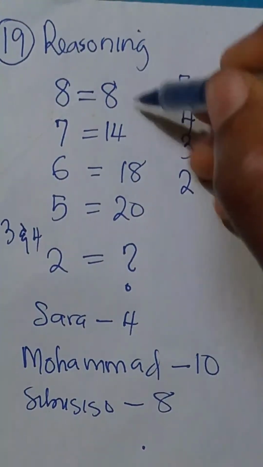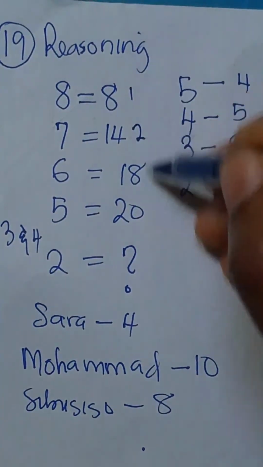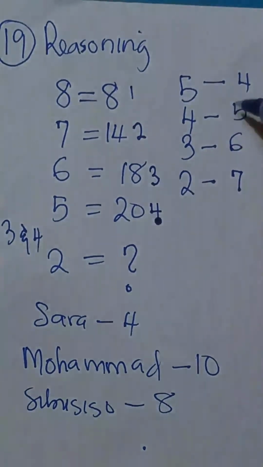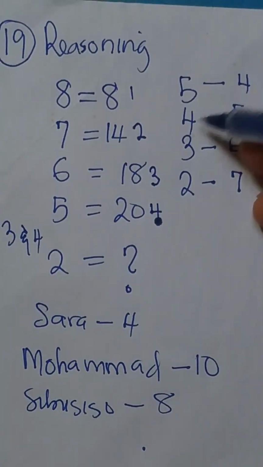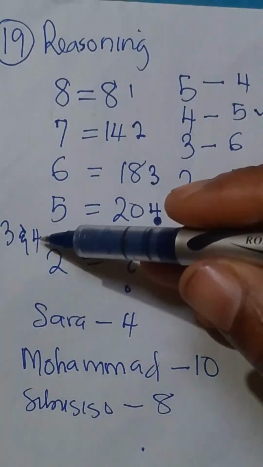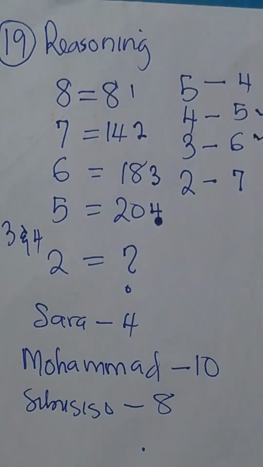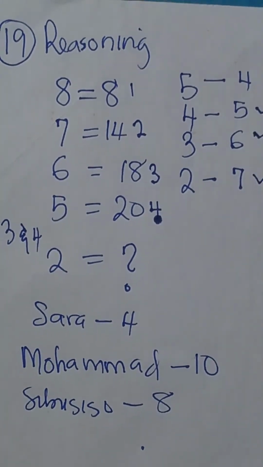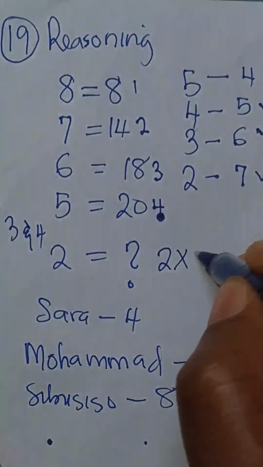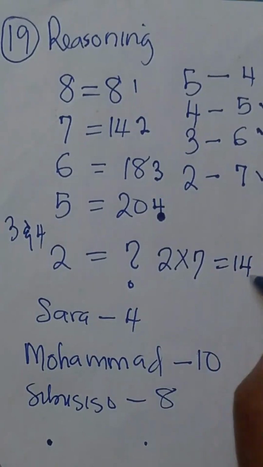This was multiplied by 1. This was multiplied by 2. This was multiplied by 3. This was multiplied by 4. So our 5 was multiplied by 4. If our 4 is there, it should be multiplied by 5. If our 3 is there, it should be multiplied by 6. Then our 2 should be multiplied by 7. So the answer is 2 times 7, and that is 14.